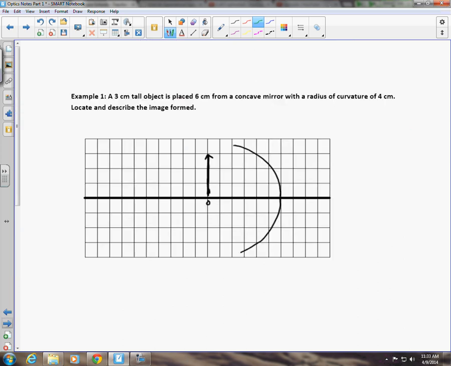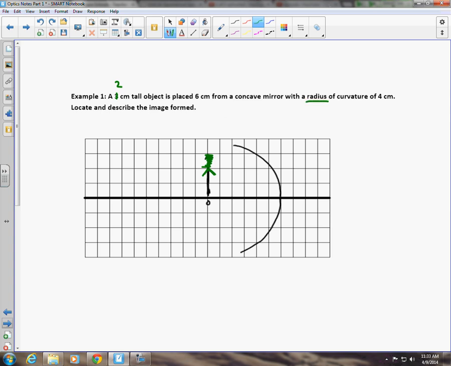So, on to our examples. I'm going to change this to a 2 centimeter tall object because it won't work very well with a 3 centimeter tall object because there's something called spherical aberration, which we're going to talk about in the next video. So what I want you to do is change the height of that object to 2 instead of 3.